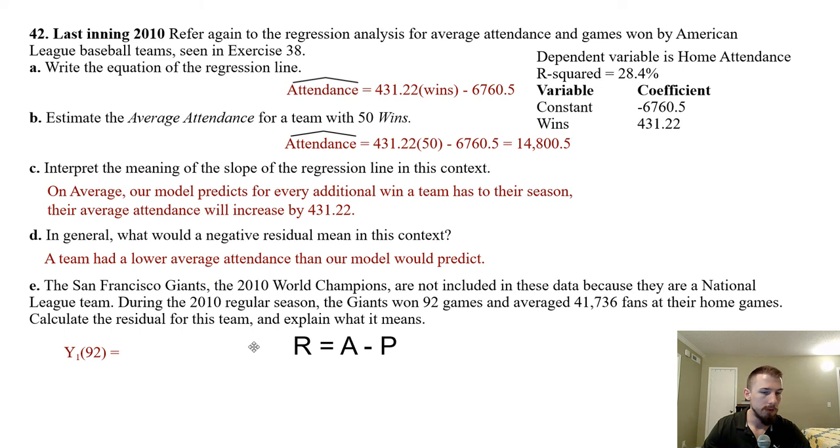The San Francisco Giants, 2010 World Champions, were not included in the data because they're a National League team instead of an American League team. So during the 2010 regular season, the Giants won 92 games and averaged that number of fans at their home games. Calculate the residual for the team and explain what it means.